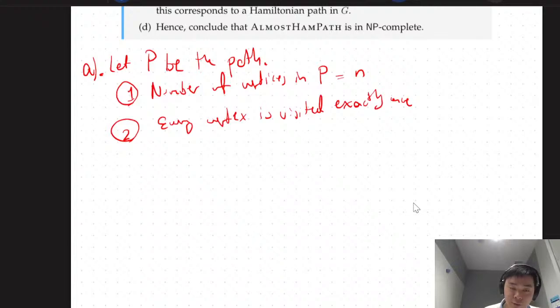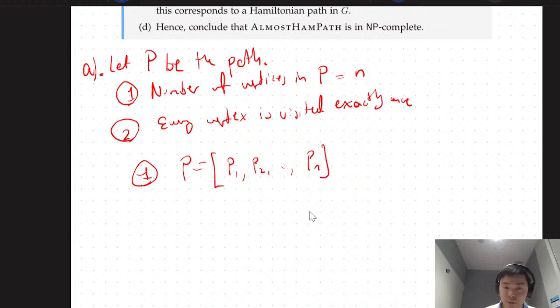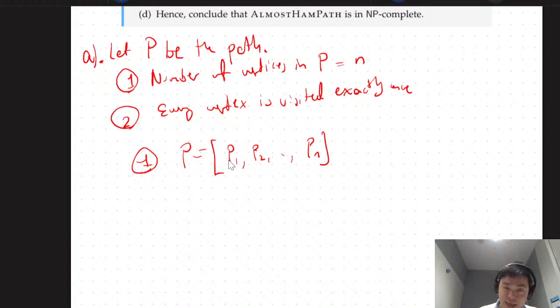For the first part, this is fairly easy, because if we're given the path, let's say the path is given by P1, P2, up until Pn, where Pi is the ith vertex that is visited in this path. All we need to do is check that indeed there are n vertices. This can be done in O of n time, because all you need to do is go through the path and keep a counter of the number of vertices in the path. So this is easy to check. Second thing is to check that this is a path.